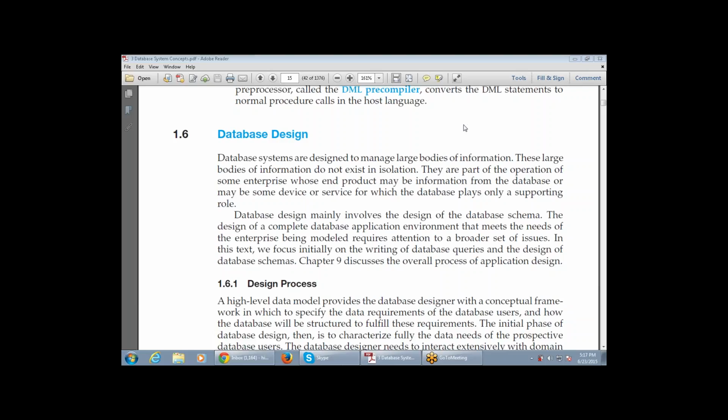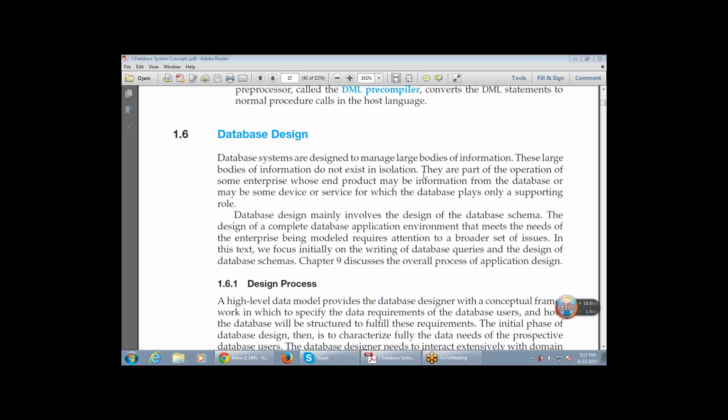Now the next topic is database design. That is, what is database design, or how to design the database, what are the various concepts, the constraints, rules and regulations that are followed in database design.